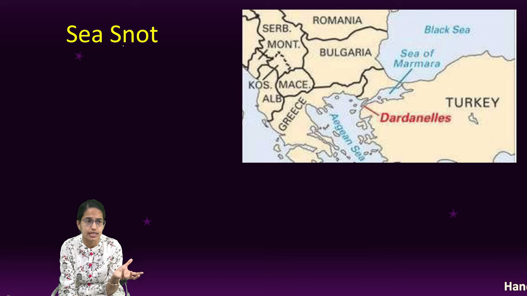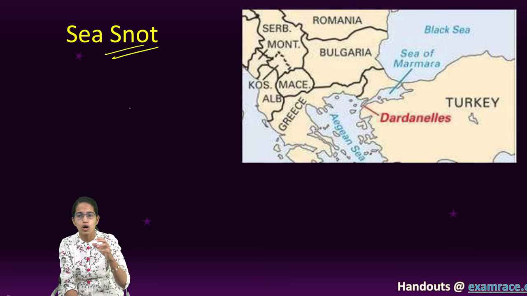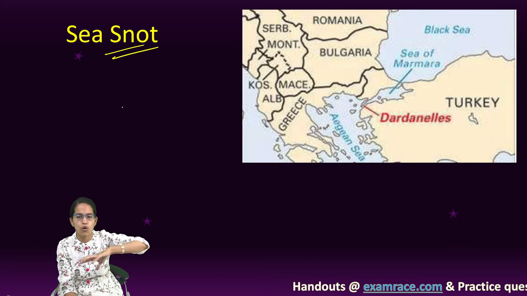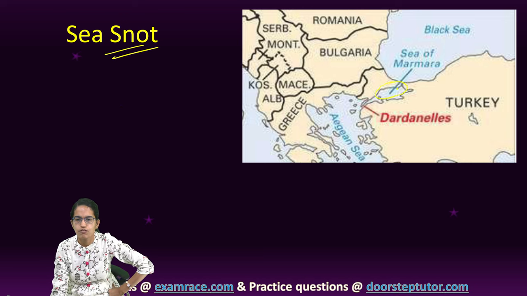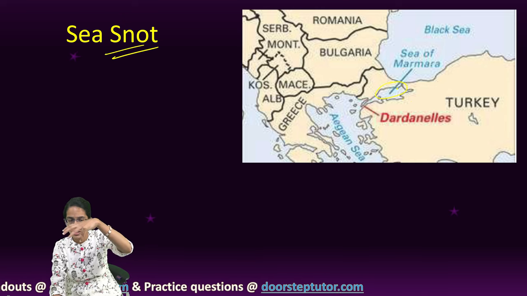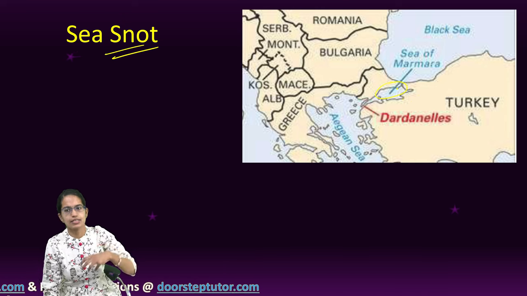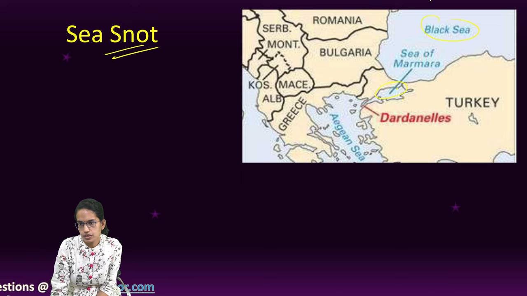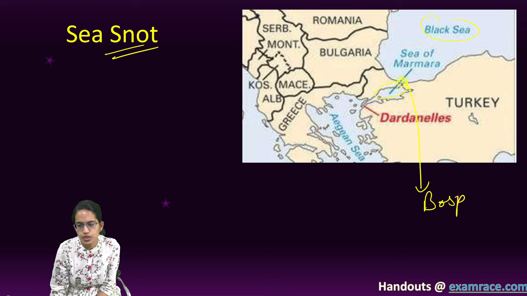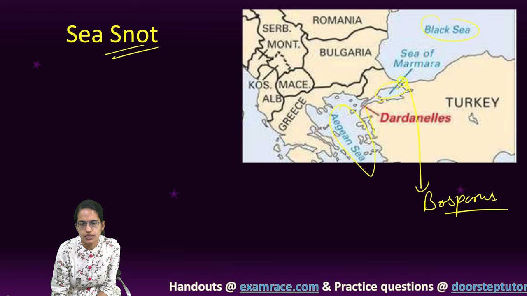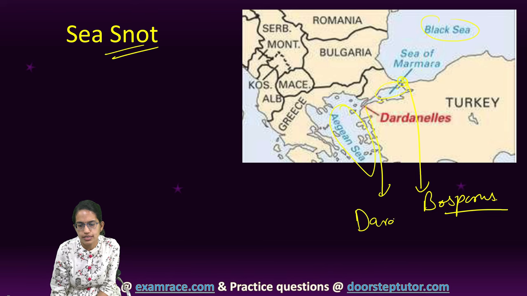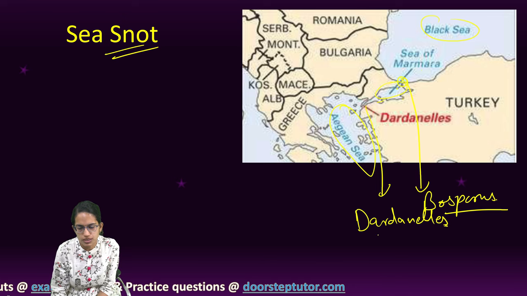The next is sea snot. Now these are mucilage or green surface that grows onto the water body. Now this has been extensively found in the Sea of Marmara area. If we are focusing on the Russia-Ukraine crisis, we know Ukraine is located on the north of the Black Sea, and Black Sea connects with Sea of Marmara through one of the straits, which is known as the Bosporus Strait. And then Sea of Marmara connects with the Aegean Sea through another strait, which is known as Dardanelles Strait. So both of these straits are important.